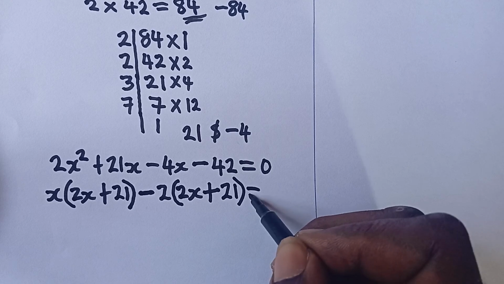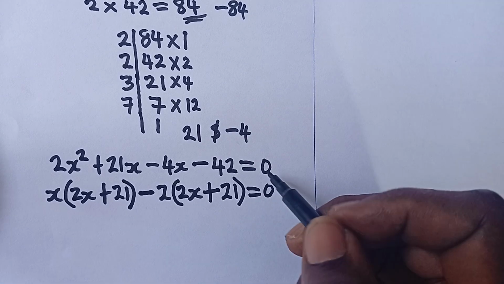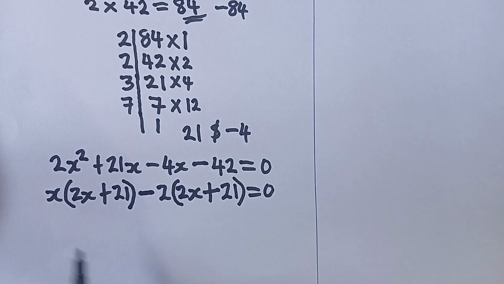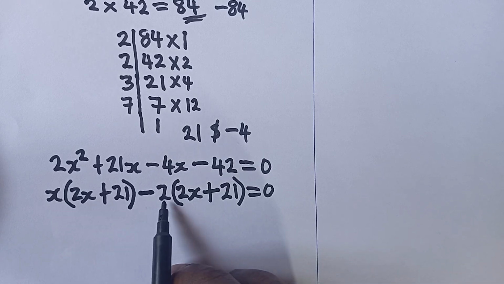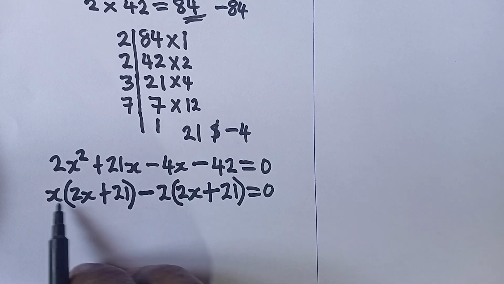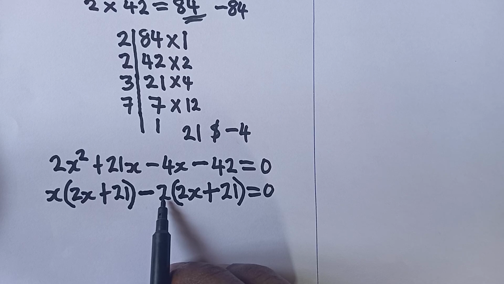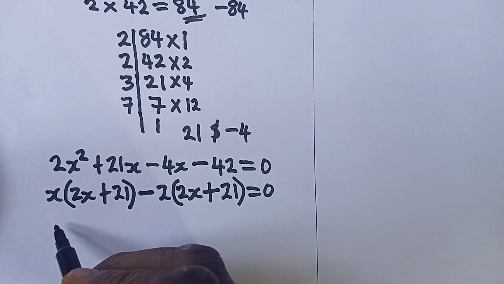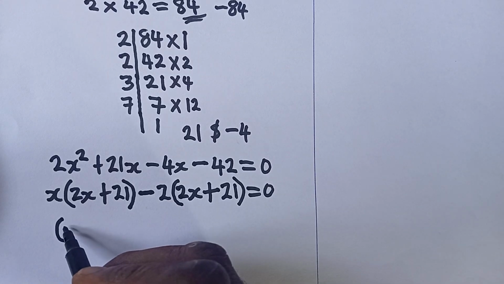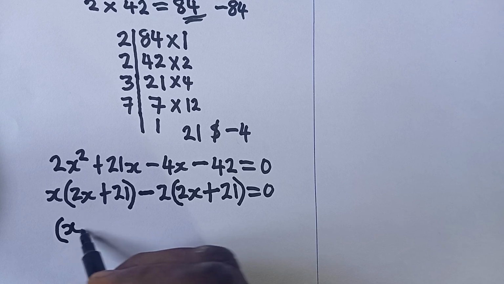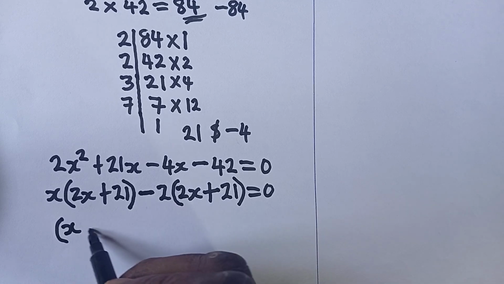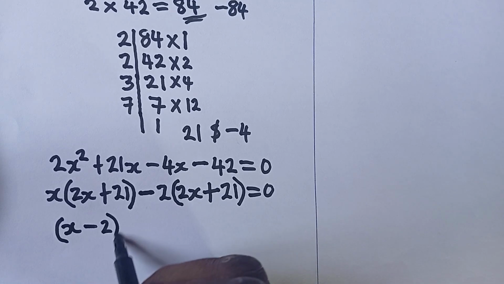And then everything is equal to 0. So now the next thing for us to do is to take these values outside the bracket, and then we put them together in a bracket. So we have bracket open, the x outside here, I'm going to take it, and then the negative 2 here, I take it and then close the bracket.